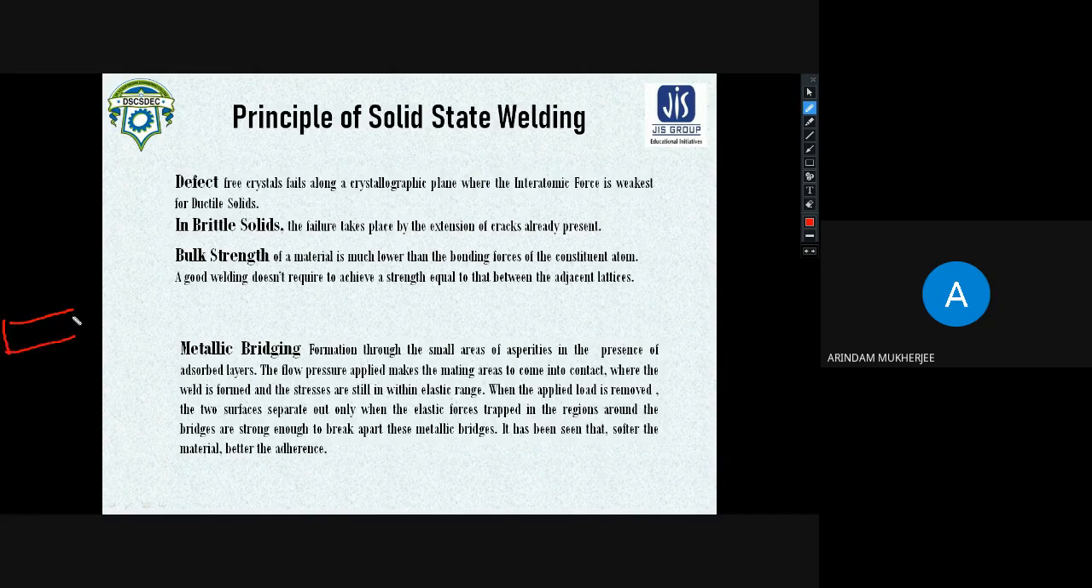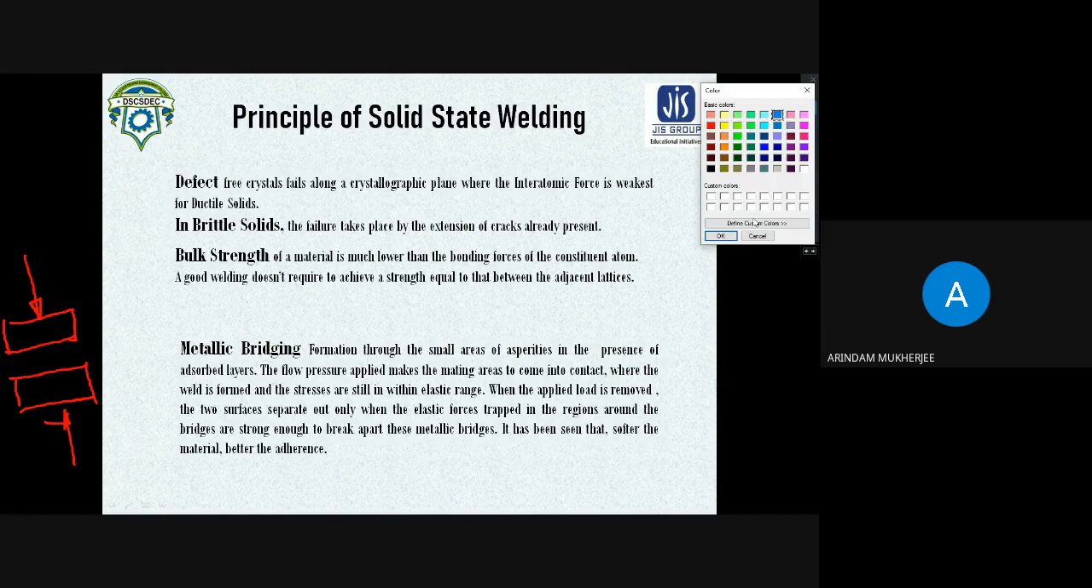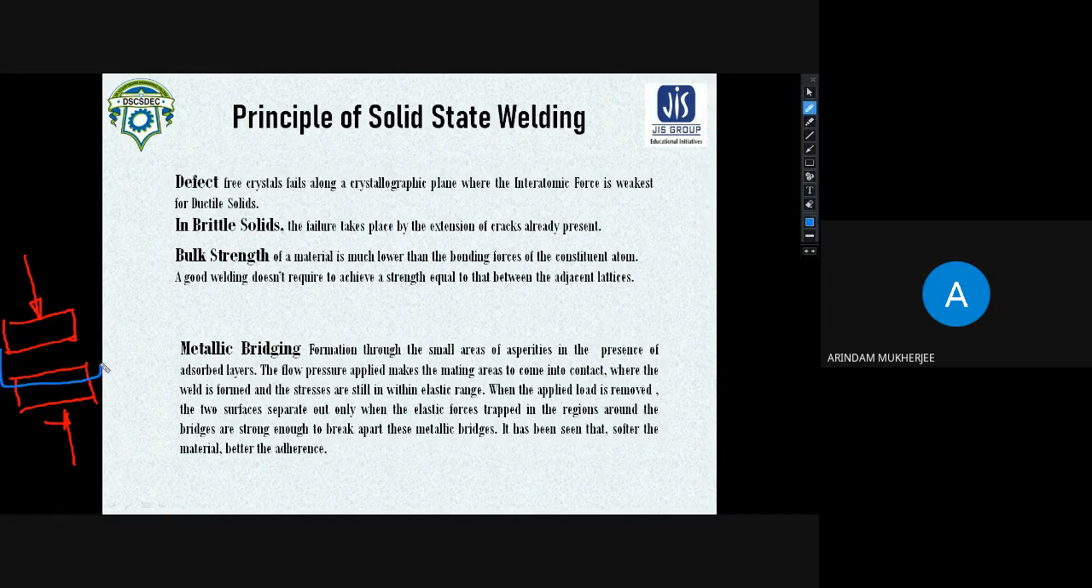Suppose you are applying pressure like this, and like this. After some time, a welded joint has been produced here. The contact area is dependent on this flow pressure. Now what is this flow pressure? This flow pressure is nothing but the yield strength of the material.